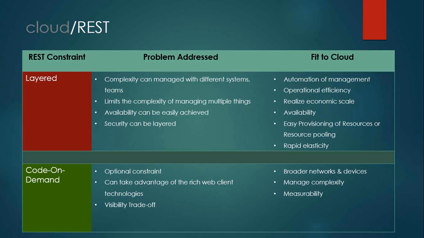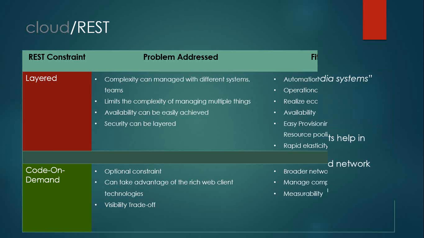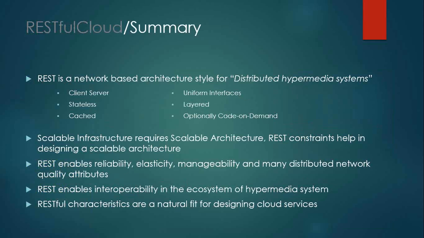With this, we move on to summarizing what we discussed today. So we discussed today about REST, which is a network-based architectural style for distributed hypermedia systems. It offers 6 constraints, out of which 1 is optional, starting with client-server, stateless, cache, uniform interface, and layers, and the optional constraint being code-on-demand. We also saw how REST solves some of the major network architectural problems which are inherent to cloud services. We saw how REST can help in making your cloud services scalable, with more elasticity, more reliable, and more easily manageable, almost without any human intervention.